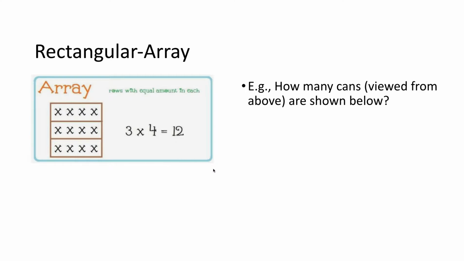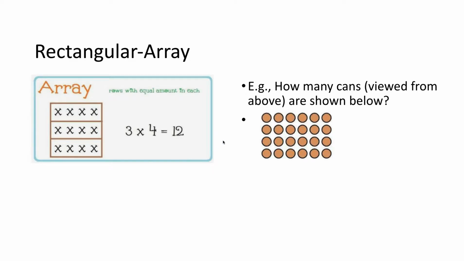Okay, here's another example with a real world situation. How many cans viewed from above are shown below? If you have a bird's eye view of the cans, it looks like this. It's an array model. So you can either count them by the columns or you can count them by rows, right?